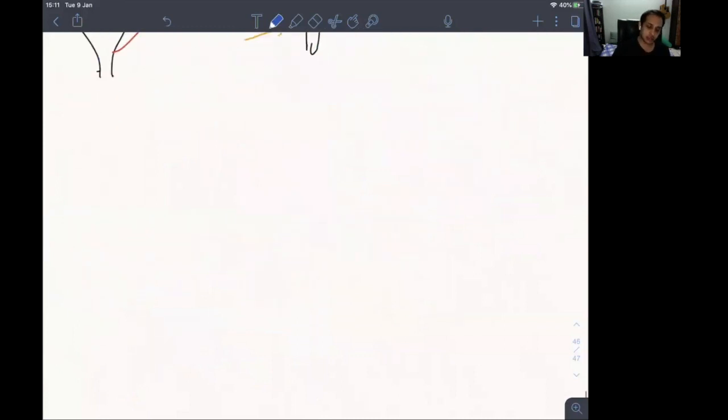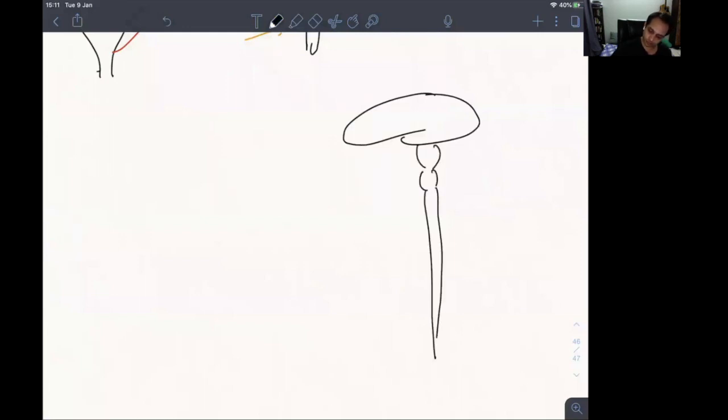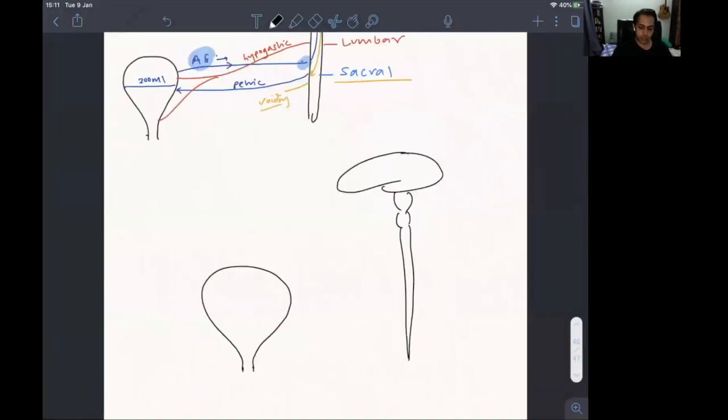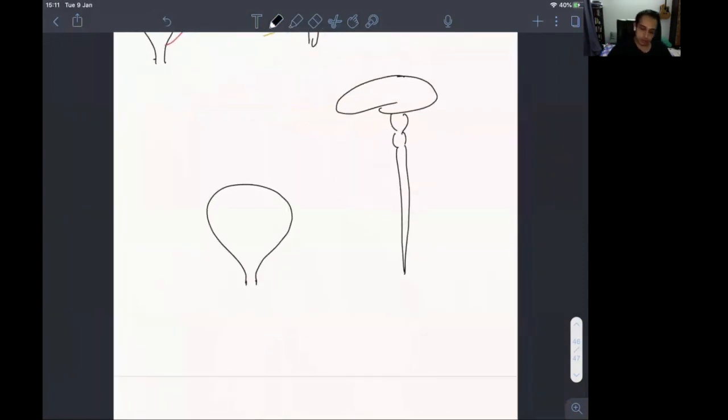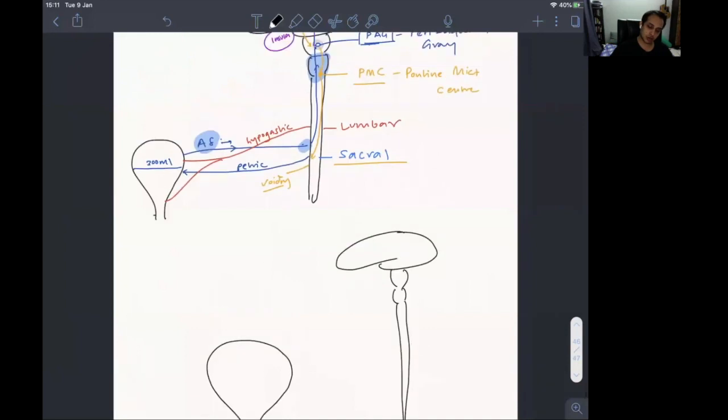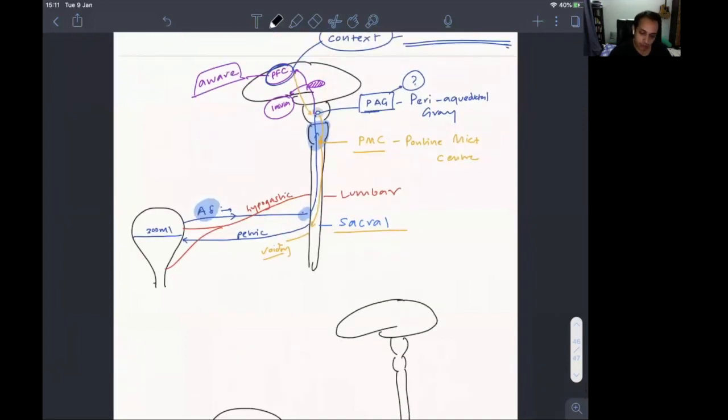Now let us look at what all can go wrong. So let's draw it again. There is one more step that I have to cover, and that is your voluntary control of urine. Now, everything that I covered so far was involuntary.